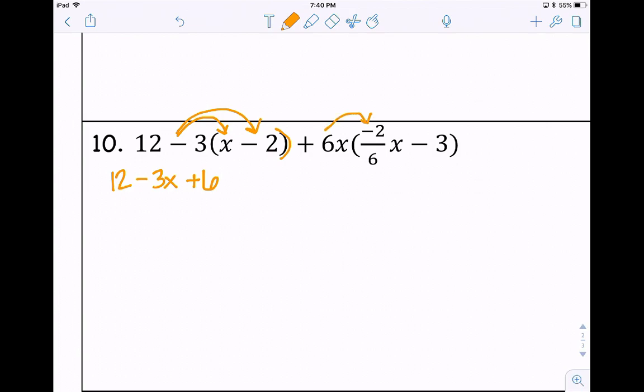So we do 6x times negative 2/6x. It's hard to say. So again, I'm going to write that out down here. 6 times negative 2/6. These 6's just end up canceling, and we're just left with negative 2. So minus 2, and then the x times the x here is x squared. And then we do, actually that's not negative 6, that's a positive 6x times negative 3, is going to be negative 18x.